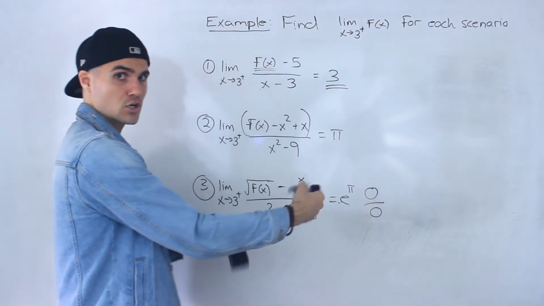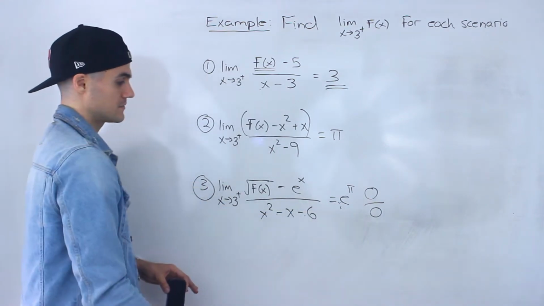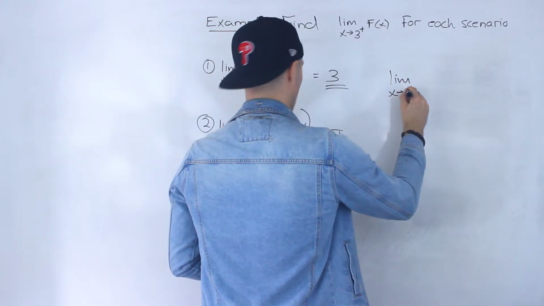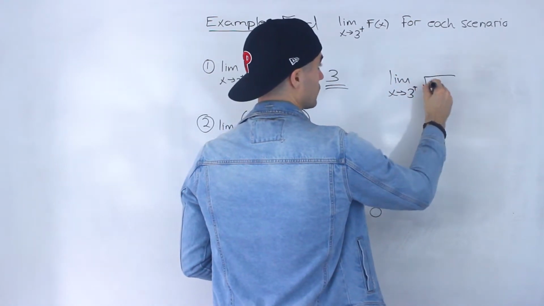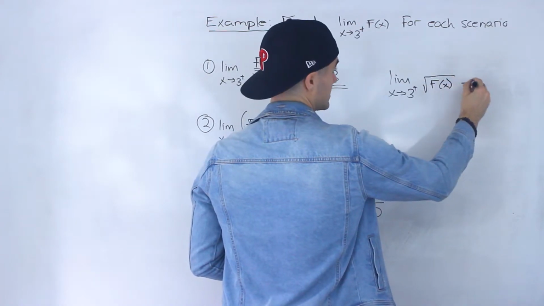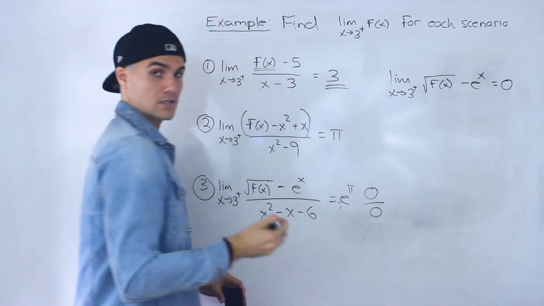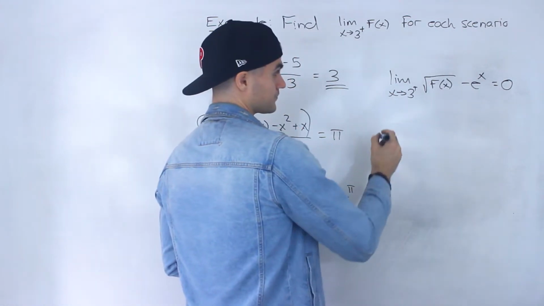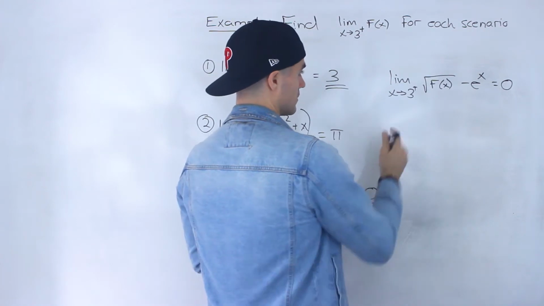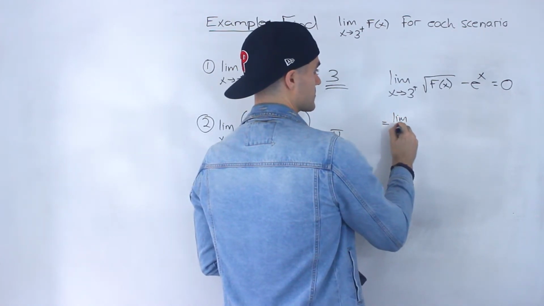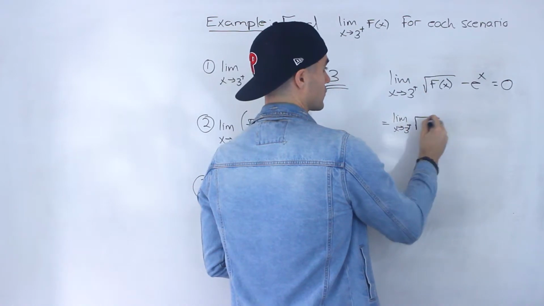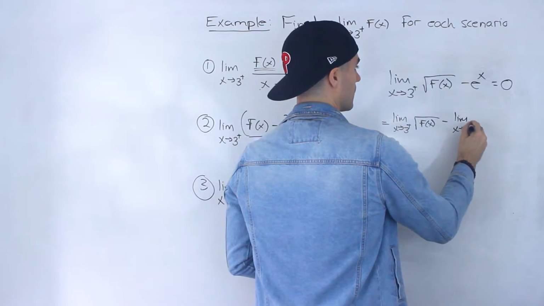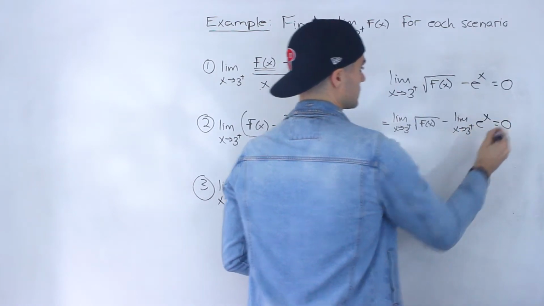It's got to be in that indeterminate form for it to approach a constant. So basically what we can say here is the limit as x approaches 3 from the positive side of the square root of f of x minus e to the x has to equal 0 as well. Right? And so from here, what we can do, I'm going to show this one with more steps. Limit as x approaches 3 from the positive side of the square root of f of x minus the limit as x approaches 3 from the positive side of e to the x has to equal 0.